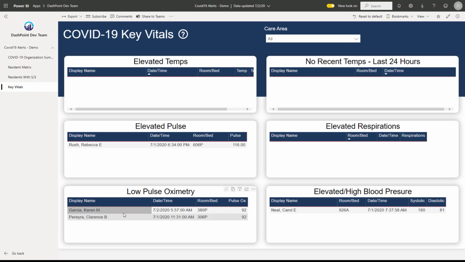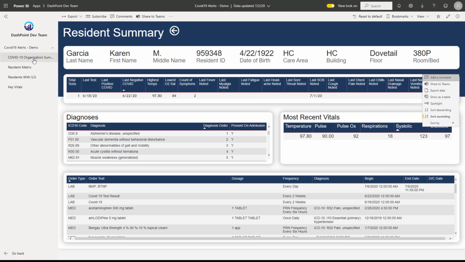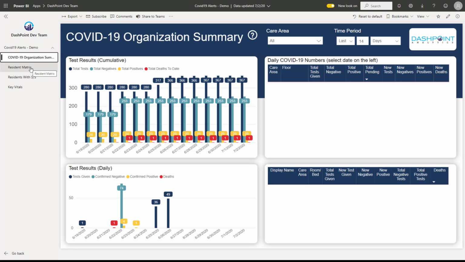And it's important to note on any of these screens, the resident matrix, signs and symptoms, or key vitals, you can right click on any resident and hit drill through and choose resident summary, and you can see a full resident summary of that particular resident. Obviously the top gives you your key demographics, and then it's going to give you any signs and symptoms they may have triggered while being with you. It gives you the full list of diagnoses, their most recent vitals, as well as their active physician orders. And any of this is also exportable if you wish. So that gives you a general idea of what this dashboard provides.